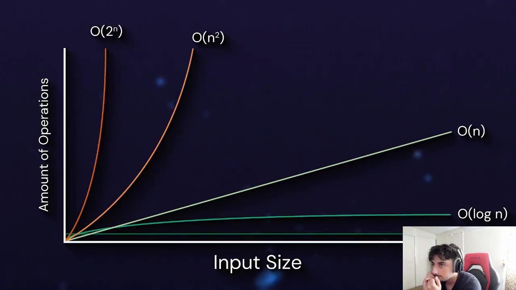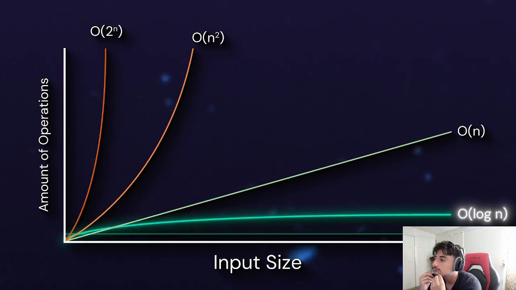So these are the main complexity classes to worry about. Order 1, or constant, is the fastest. Order log n is almost as fast as constant time.